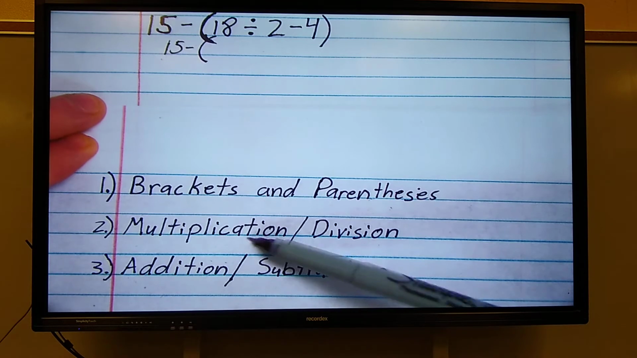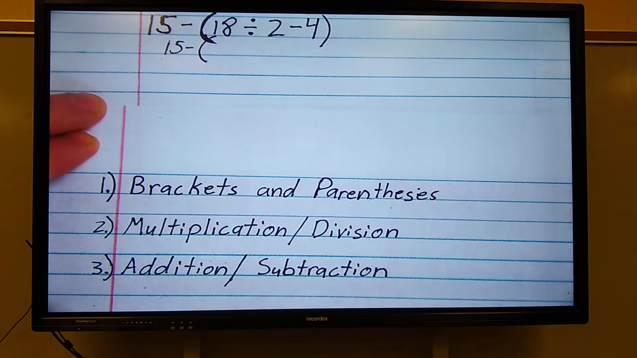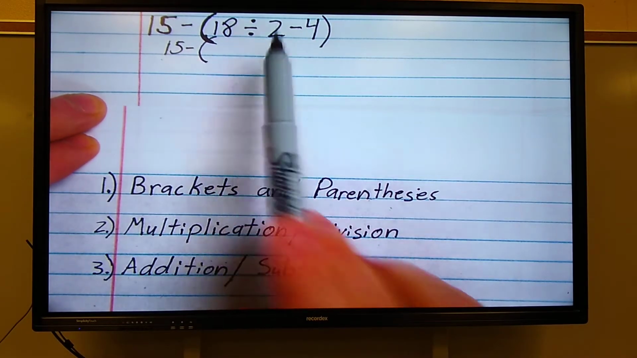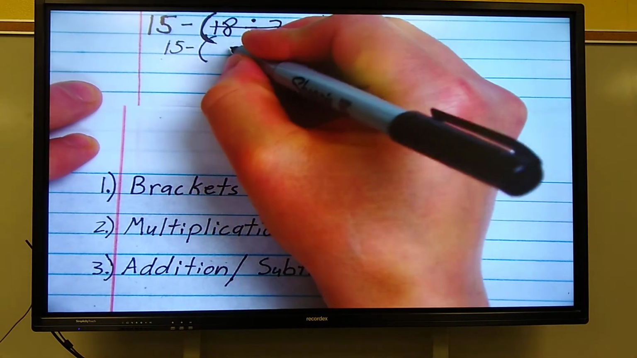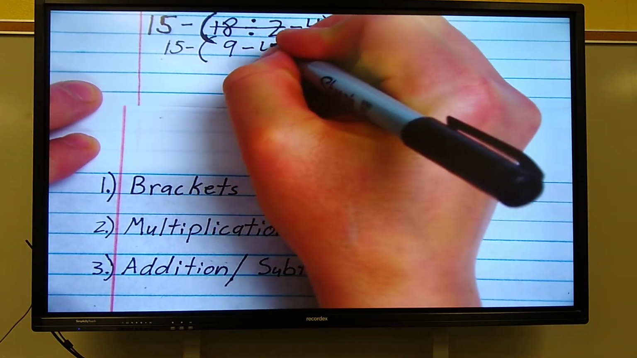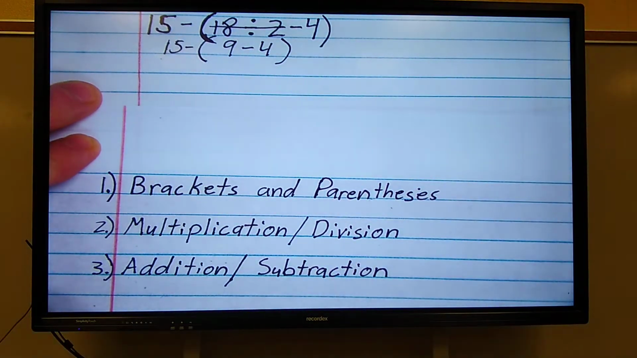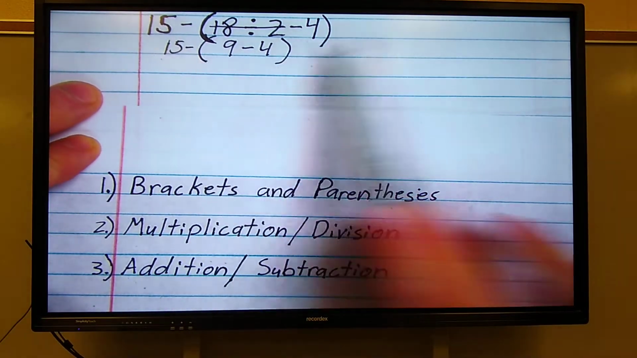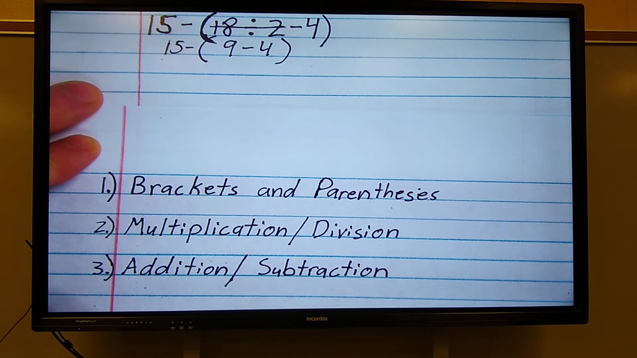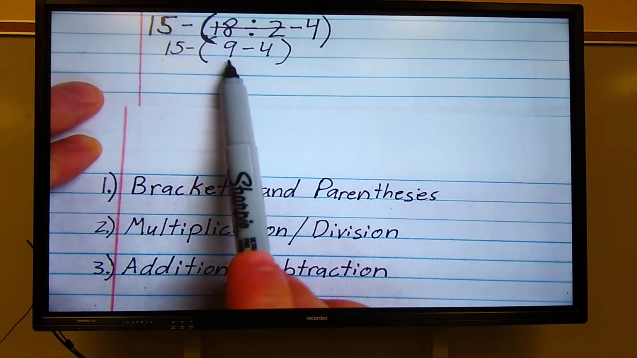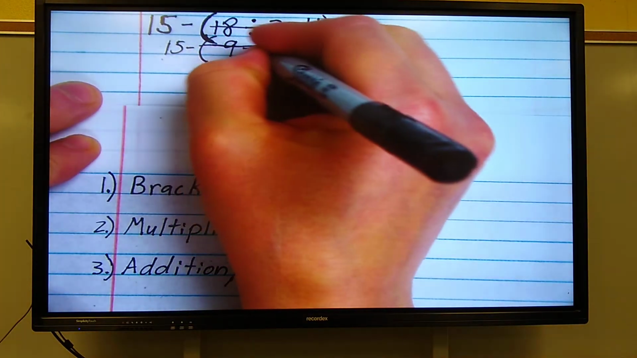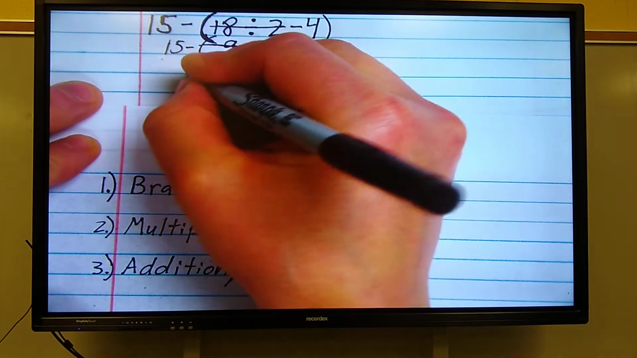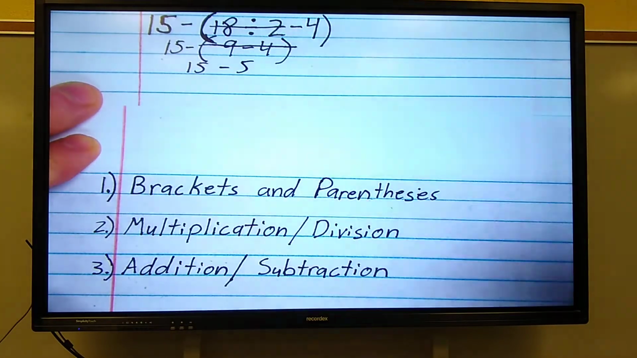So, I have to do multiplication and division inside the parentheses first. I do have division. 18 divided by 2 equals 9. So now it is 9 minus 4 in the parentheses. Do not eliminate the parentheses until you have done everything inside the parentheses. So now inside the parentheses, I just have 9 minus 4, which is 5. So now I have 15 minus 5.